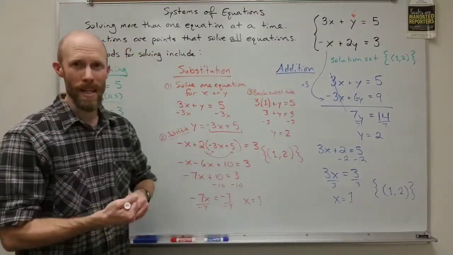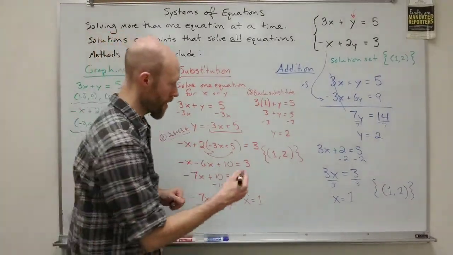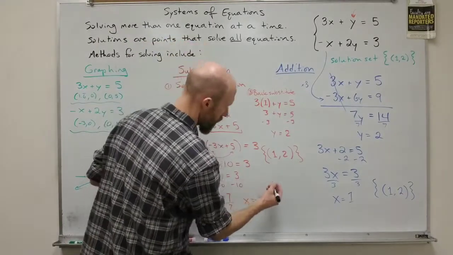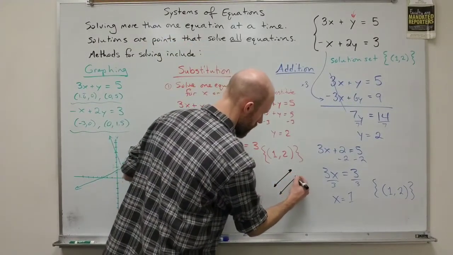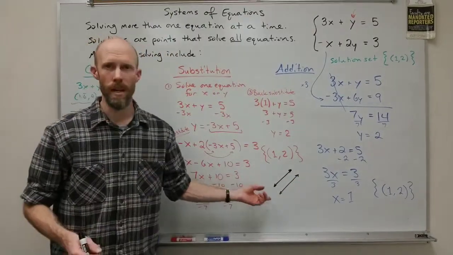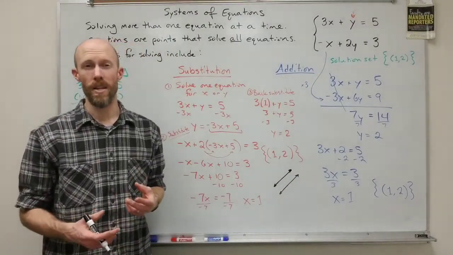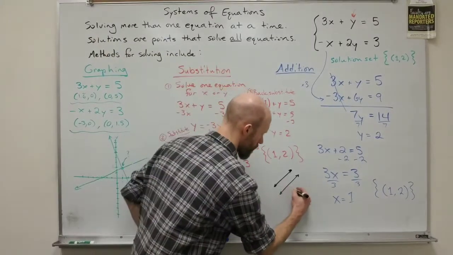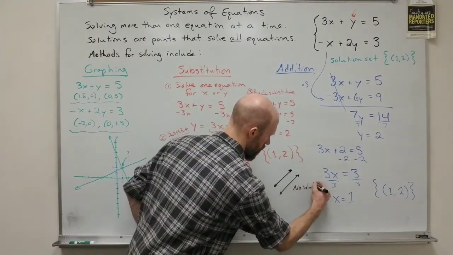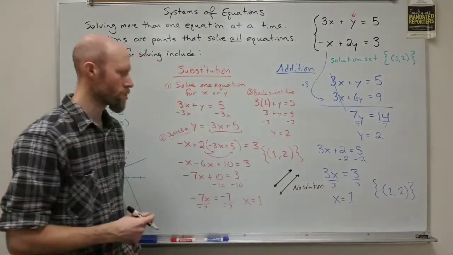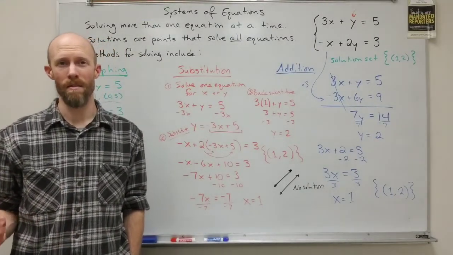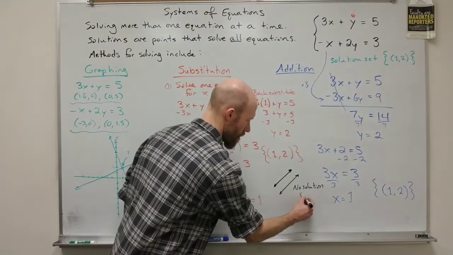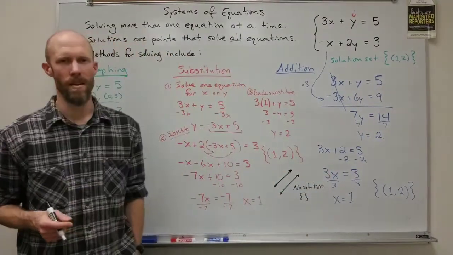2 lines may not intersect at all, okay? And if that's the case, you may have a situation where you have 2 lines that are parallel. They never intersect. And if that's the case, you'll have no solution. Okay, no solution if you have parallel lines. And the solution set is the empty set. Okay, so you would have an empty solution set.